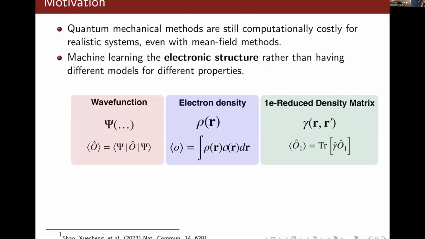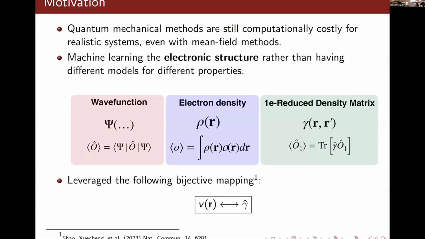And then the third option is the one electron reduced density matrices, where also you have a rigorous theorem that exists as in the electronic density. But for the one RDM, if you know the gamma for a given system, you can compute the expectation value of any one electron operator. So that's why we have chosen the one RDM as the central target quantity for our machine learning models over the wave function and electronic density.